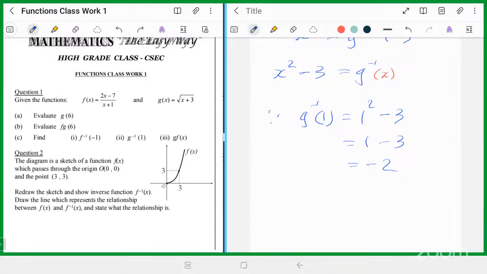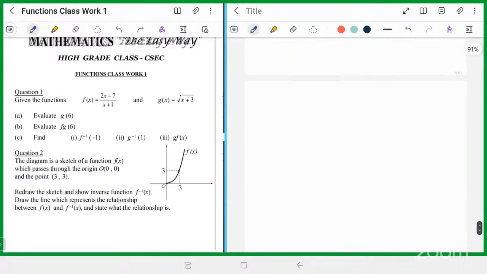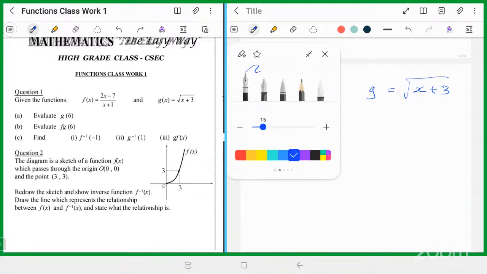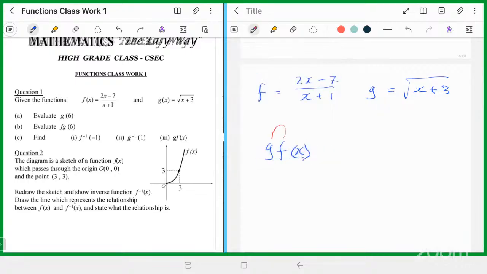Then now they're asking us to work out this composite function, g of f of x. So I'm going to write the two functions so we can show how the construction will go. So the f function is 2x minus 7 over x plus 1. I can leave off x, I don't need to write it. It's not absolutely necessary. And the g function is the square root of x plus 3. And we are doing g of f of x. g of f of x means that you're putting the f function into the g function. Remember, it means f followed by g.